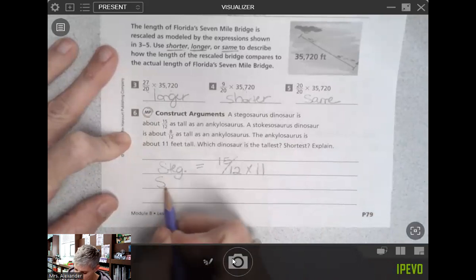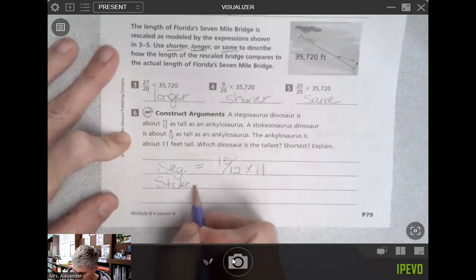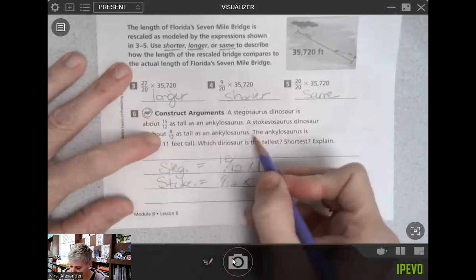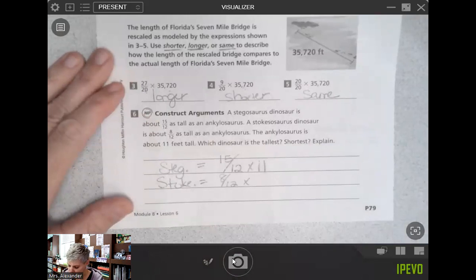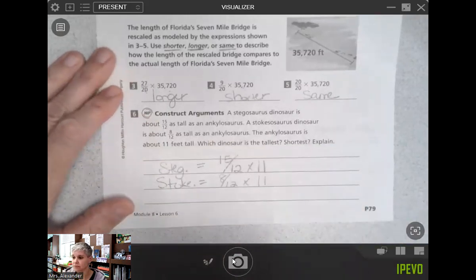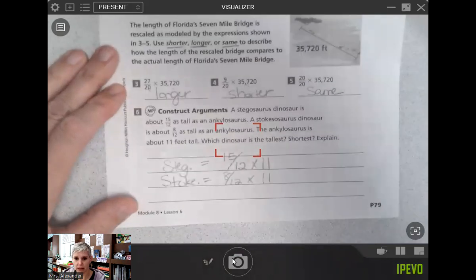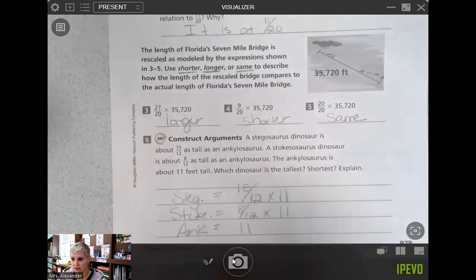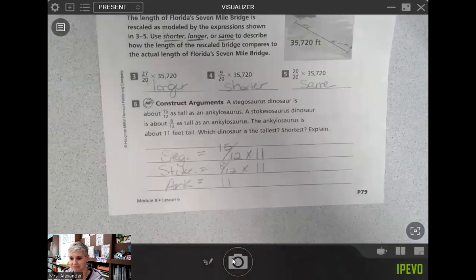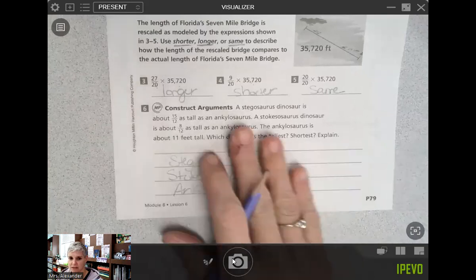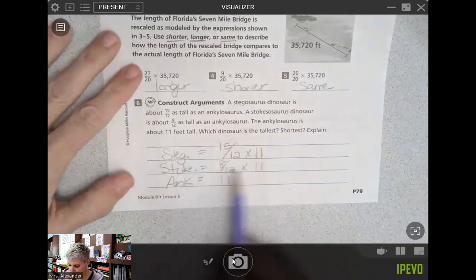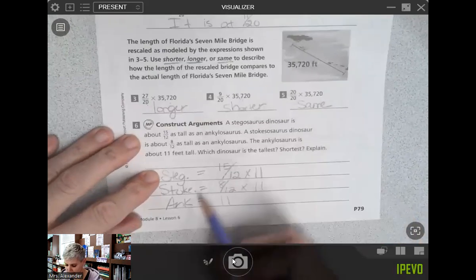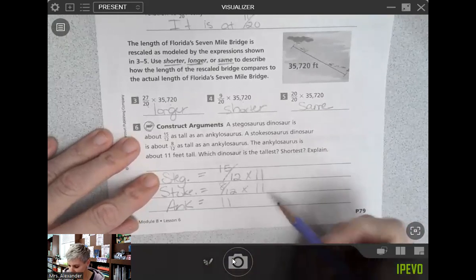The Stogosaurus is 8/12 as tall as the Ankylosaurus, which is 11 feet tall. And the Ankylosaurus is 11 feet tall. So, falling a little bit, sorry. Here, is the Stegosaurus taller or shorter or the same size as the Ankylosaurus? He's taller.